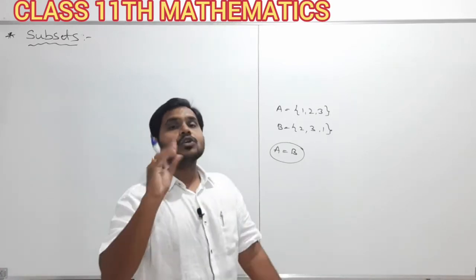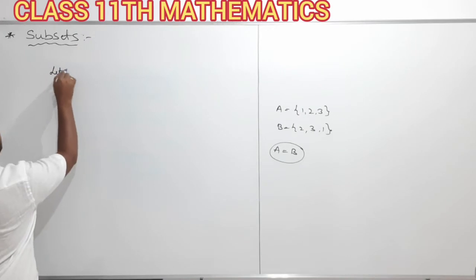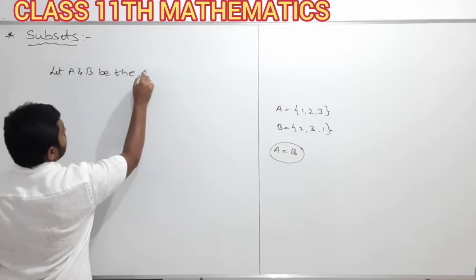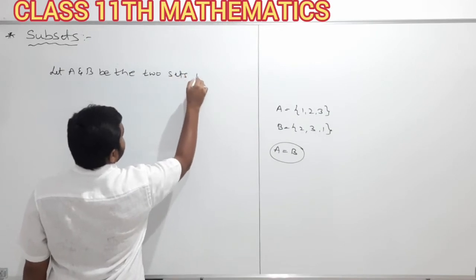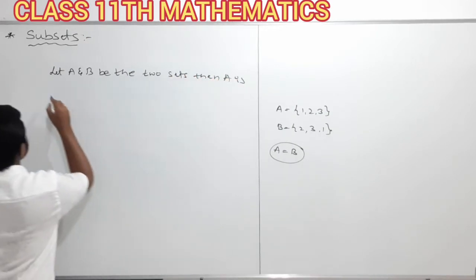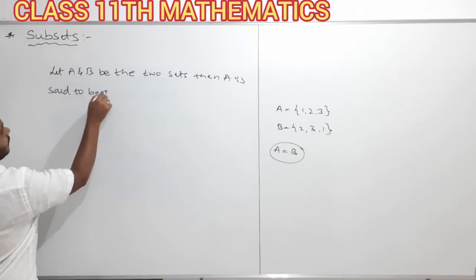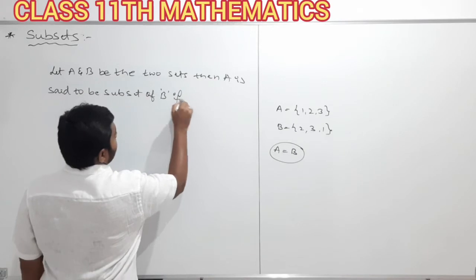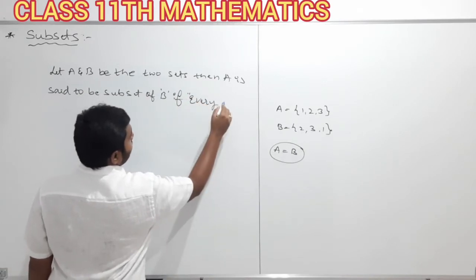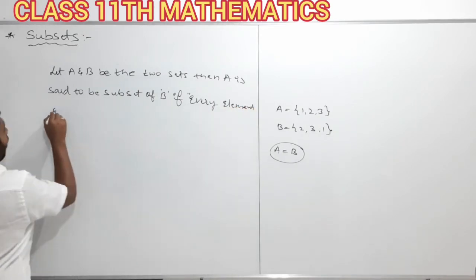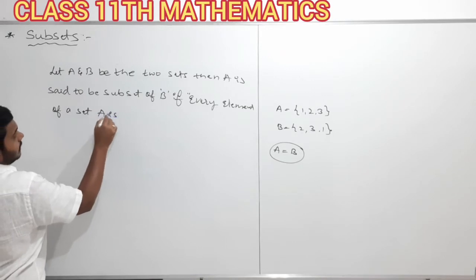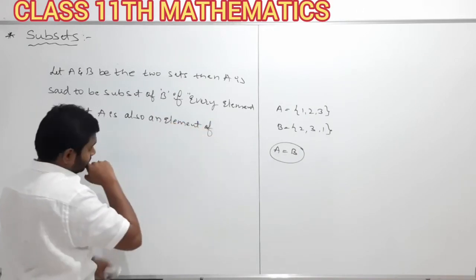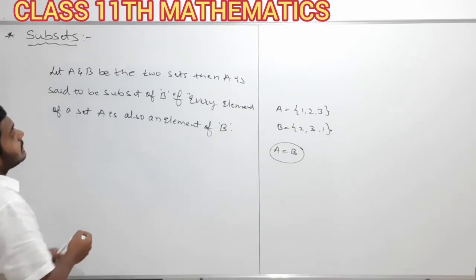Let A and B be two sets. Then A is said to be a subset of B if every element of the set A is also an element of B. Clear? Then we can say that A is a subset of B.